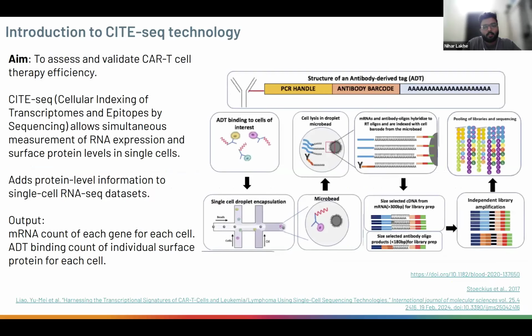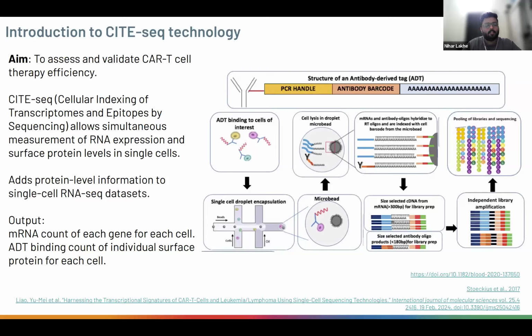Now coming to the crux of this webinar, we'll be talking about CITE-seq technology. The aim or reason behind using CITE-seq technology is to assess and validate the CAR T cell therapy efficiency. We have also mentioned below different papers and studies wherein CITE-seq technology has been utilized in CAR T cell therapy. So what is CITE-seq technology?